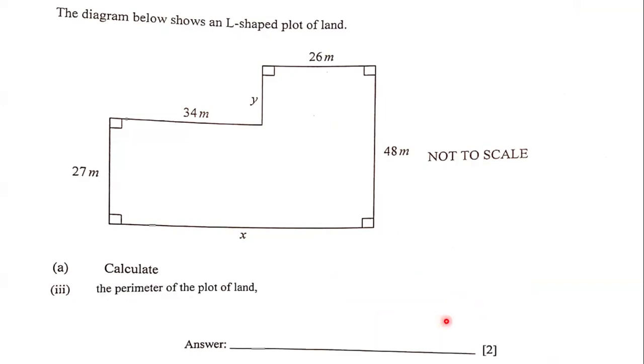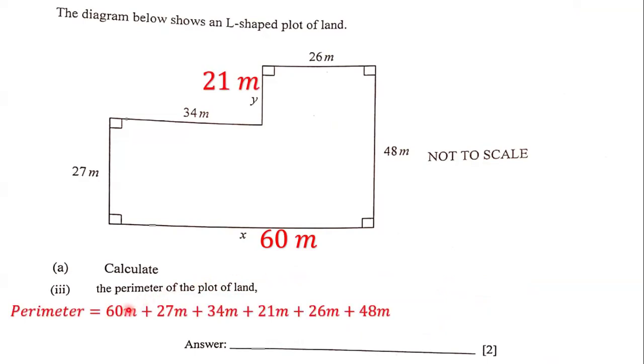Next, they want us to calculate the perimeter of the plot of land. The perimeter is the length of all of the sides added together. And so that means that the perimeter is going to be 60 meters plus 27 meters plus 34 meters plus 21 meters plus 26 meters plus 48 meters. So 60 plus 27 plus 34 plus 21 plus 26 plus 48. And when we add them all up, we get 216 meters. And so that means that the perimeter of this plot of land is 216 meters.